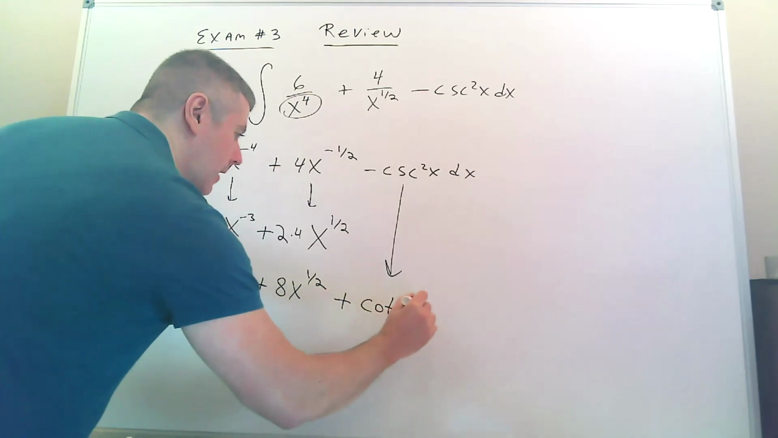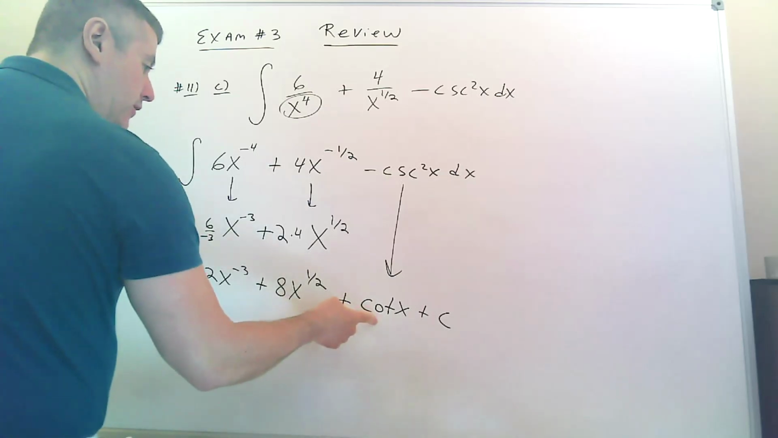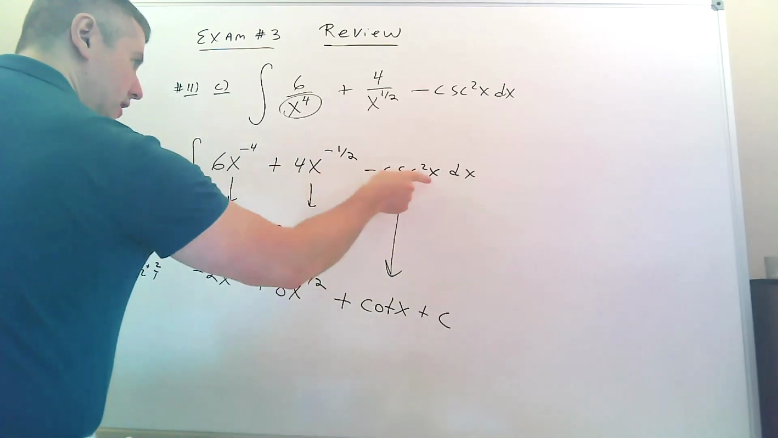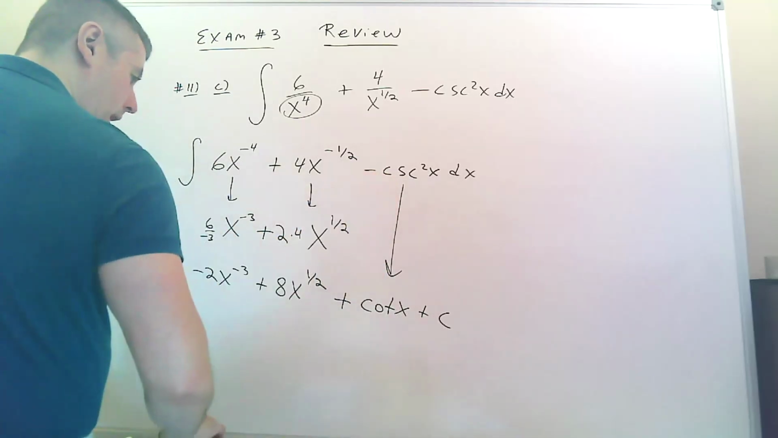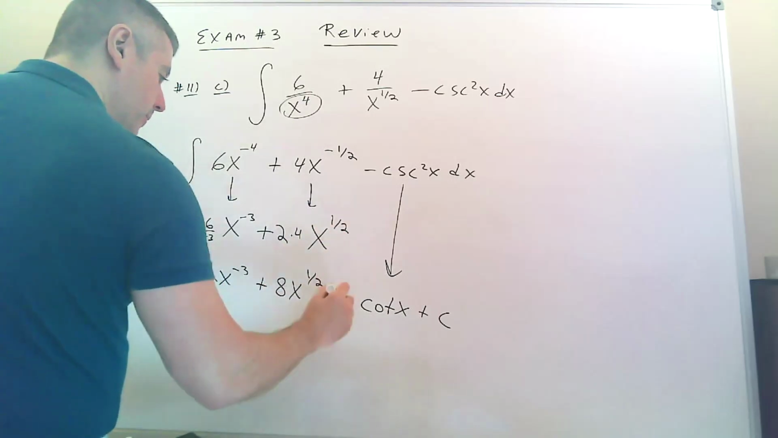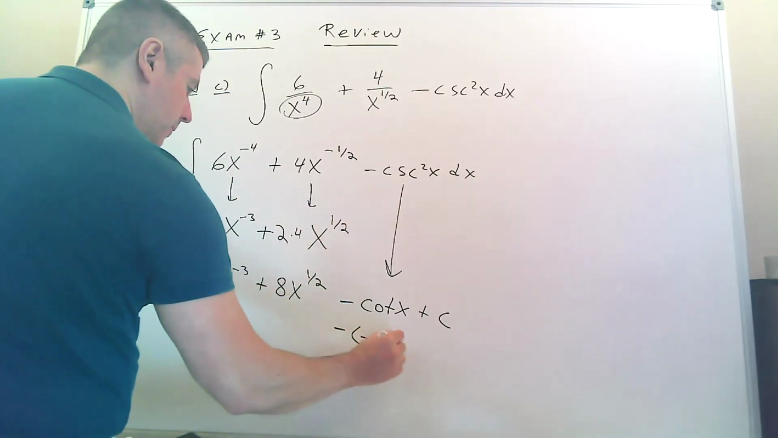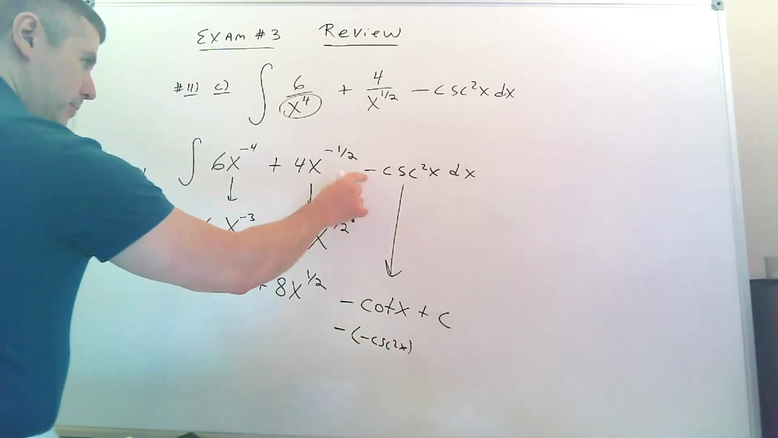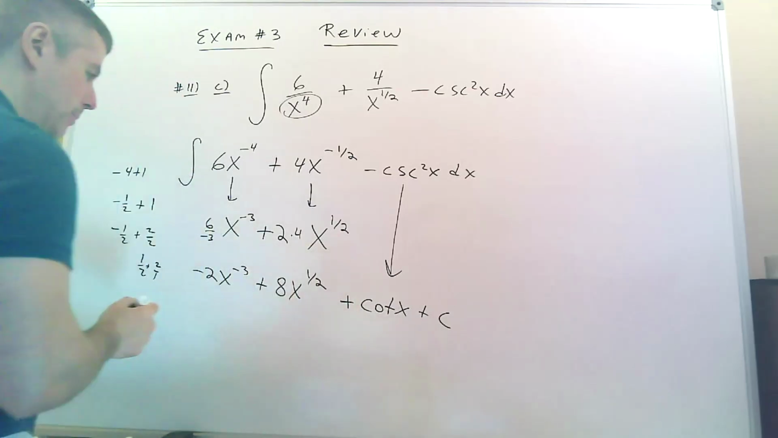Positive cotan plus c. Now you can check this, super easy. Take that derivative and see if it matches this. It does. The derivative of cotan is negative cosecant squared. If I put a negative here, the derivative of cotan is negative cosecant squared, that would have created a positive here. It does not work. So this had to be plus.